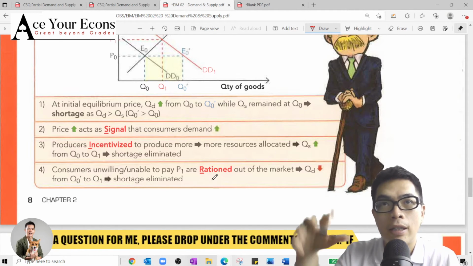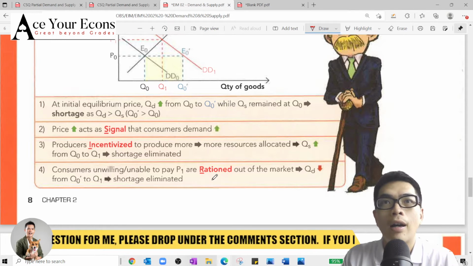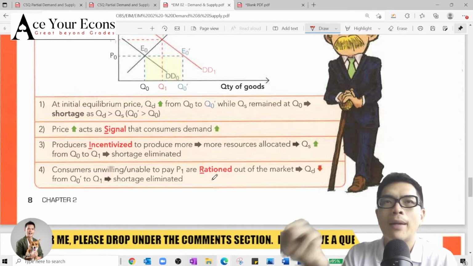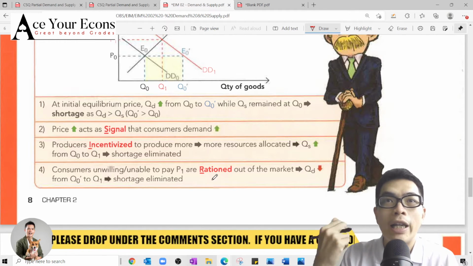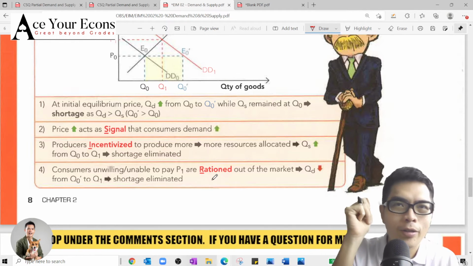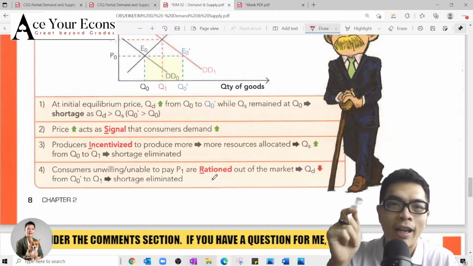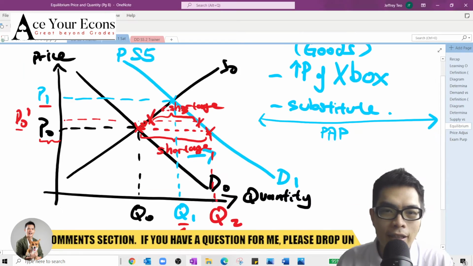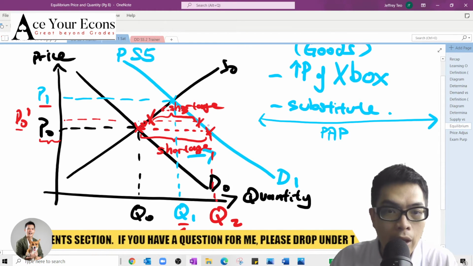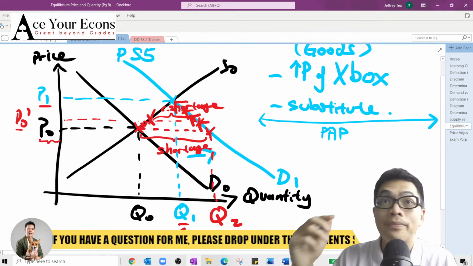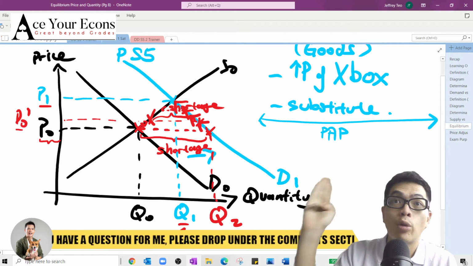I think DY here also shares a common interest in gaming, right? So for instance, DY, unlike Mr. Teo, is willing to buy a PS5, but he does not have the ability to afford that, right? So you can see that people like DY, because of the higher price, are going to be rationed out of the market. Fall in quantity demanded. With a higher price, quantity demanded goes down.